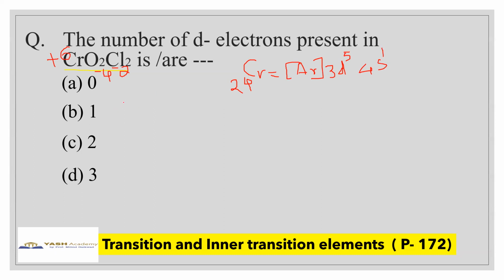But in this compound it has formed, it uses all the 6 electrons. So there is no electron present in the Cr +6 oxidation state. Means all the 6 electrons of Cr are used in bond formation. So the correct answer option of this question is A, 0 electrons.